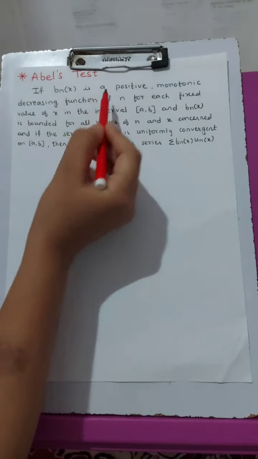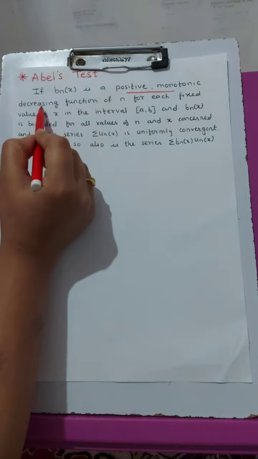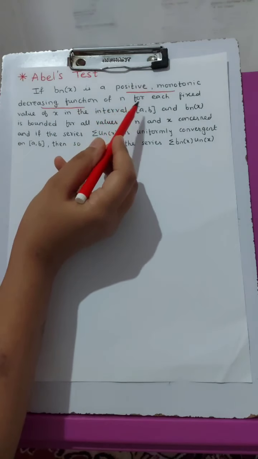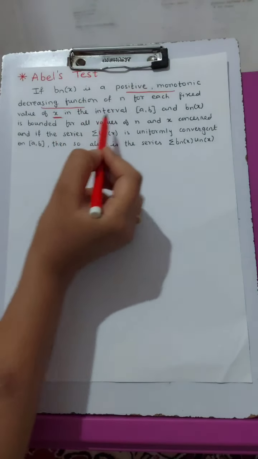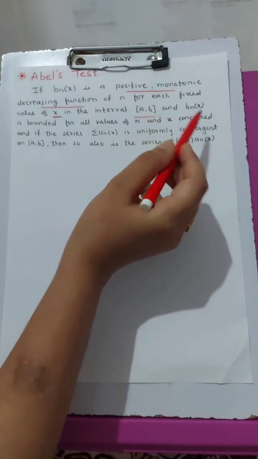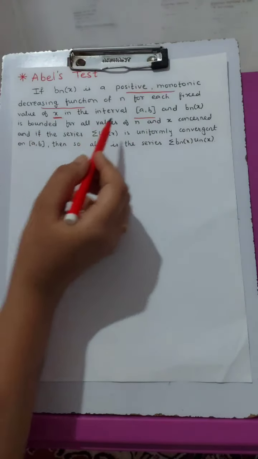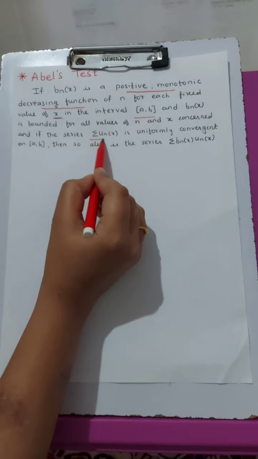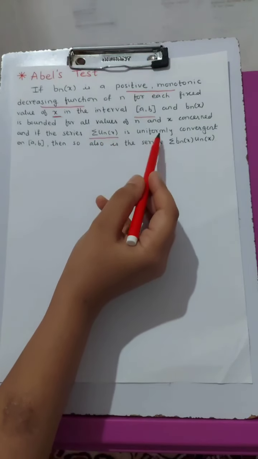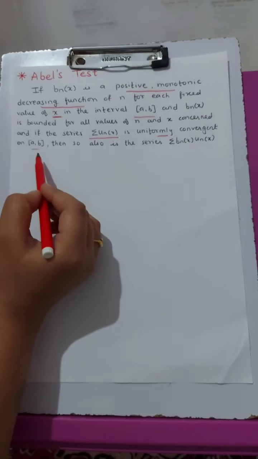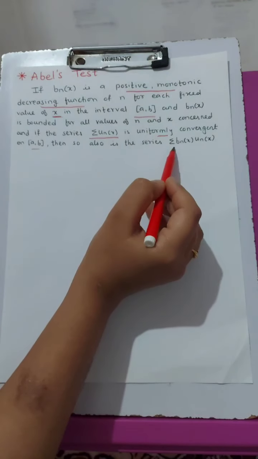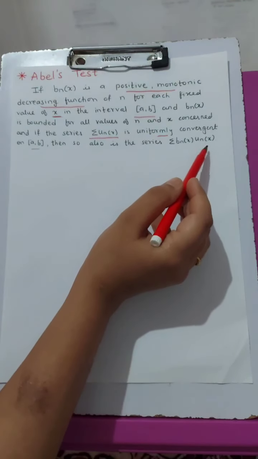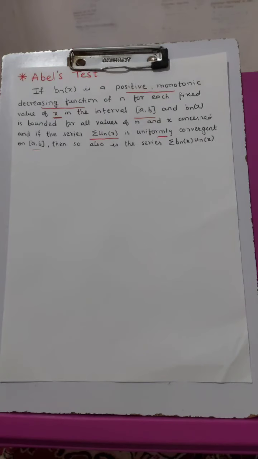If Pn of x is a positive monotonic decreasing function of n for each fixed value of x in the interval ab, and Pn of x is also bounded for all values of n and x concerned, and if the series summation un of x is uniformly convergent on the interval ab, then the series summation Pn of x un of x is also uniformly convergent.